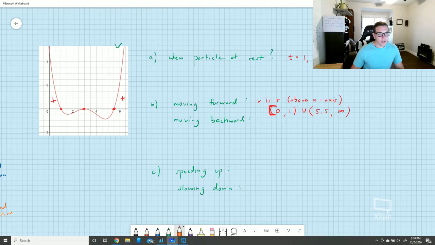Moving backwards means when I'm below the x-axis, so here and here. Now, yes, I stayed under the entire time. However, you should still break it up because at time 3, I'm at 0. So you should say I'm moving backward when velocity is negative, which means below the x-axis. And that is from the interval from 1 to 3 and 3 to 5.5.